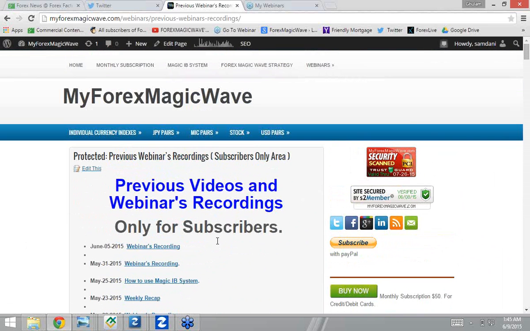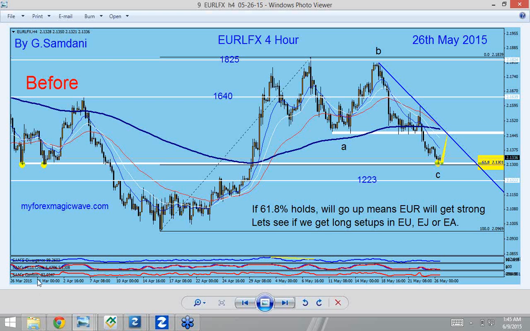Also, with the subscription, at least 4 to 5 times a week, sometimes over the weekend, I give the before charts. A before chart is my analysis, and I have a few charts open here to show. For example, this one is a before chart, right? You can find these before and after charts on my website as well, myforexmagicwave.com. Lots of them there. I show the after charts once the trade happens. But you get these before charts ahead of time, before the trade happens, so that you can use my Magic IB system and trade these things.